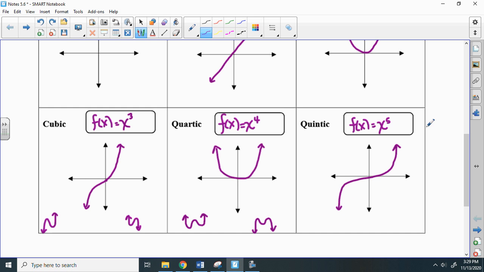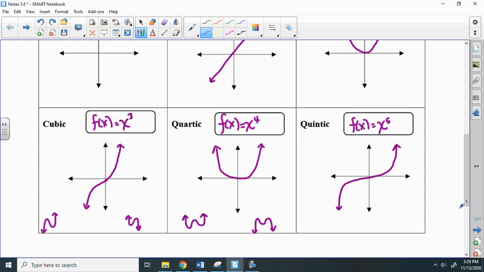But if you had a lot of other stuff, like plus x to the fourth minus 2x cubed, if you had a bunch of stuff out here, then you would see a lot more turns in the graph. So you do want to be familiar with your basic shapes.